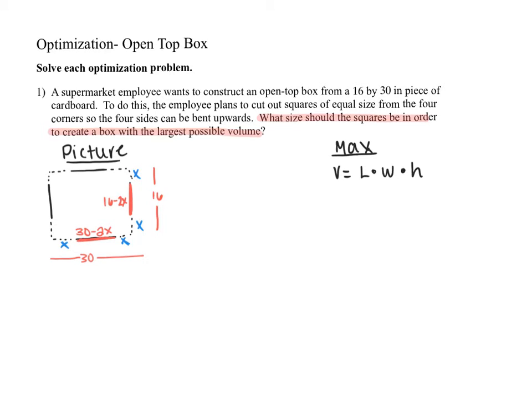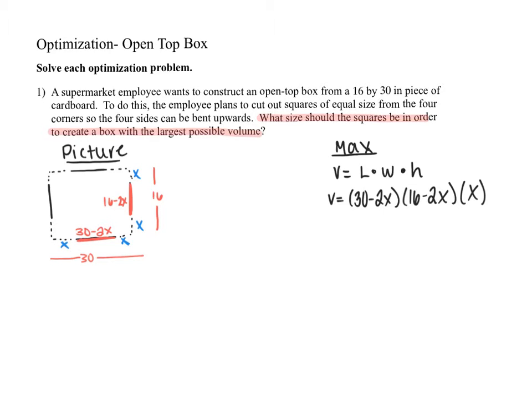And you kind of need to use a little bit of imagination that if these two pieces are bent upwards, then the height of the box would be X. So my length, if I want to call this my length, is now 30 minus 2X. So I'm going to put that in for length. My width, we'll call this, which is 16 minus 2X. And my height is X, or the length of the square that I'm cutting out.